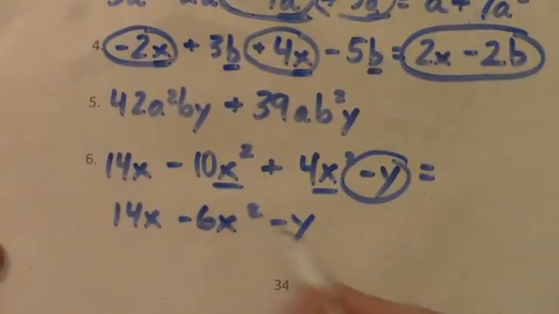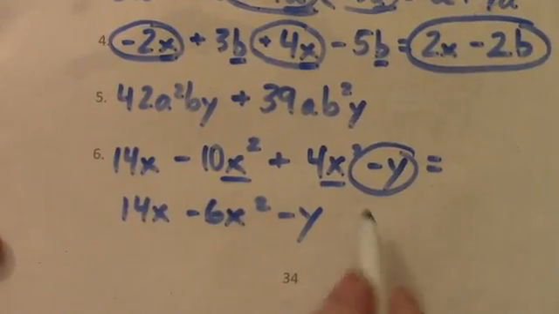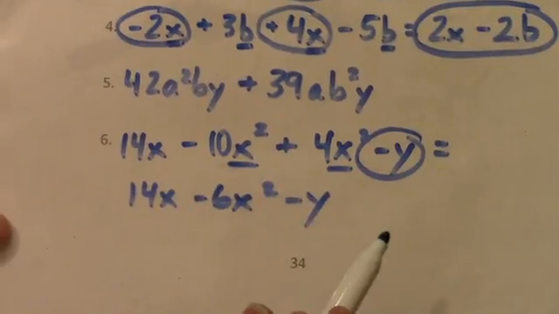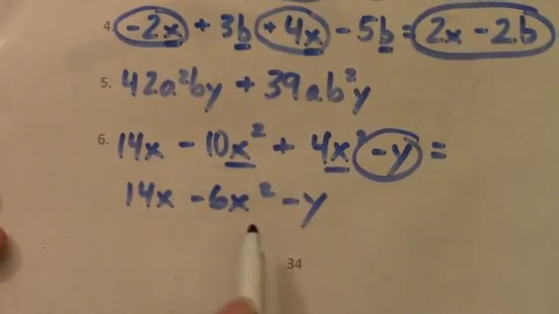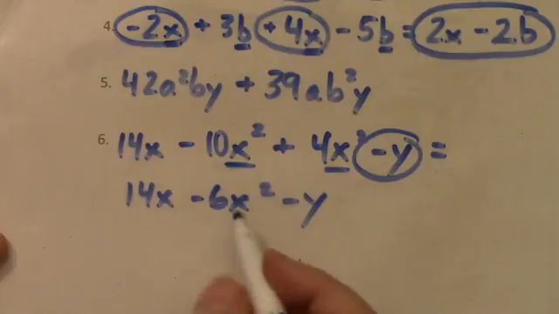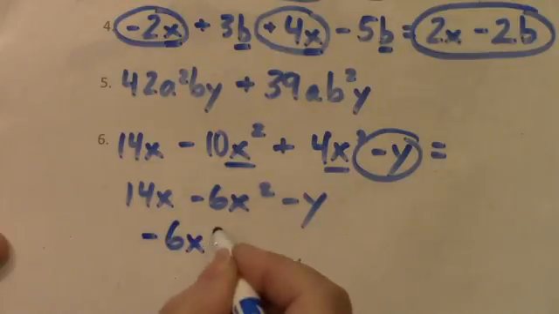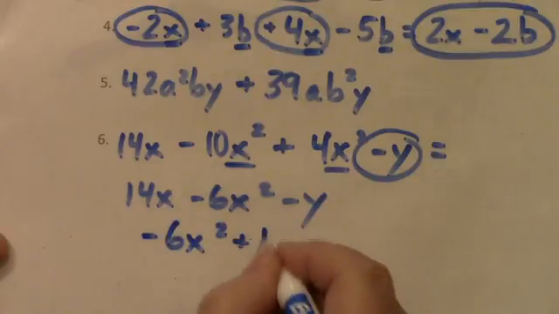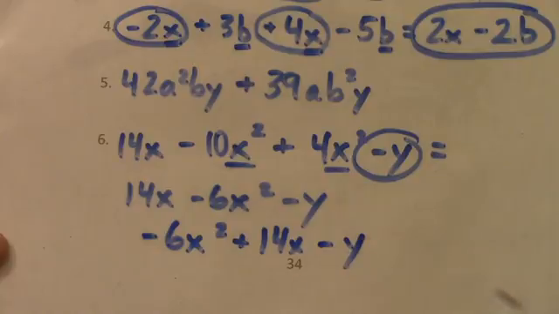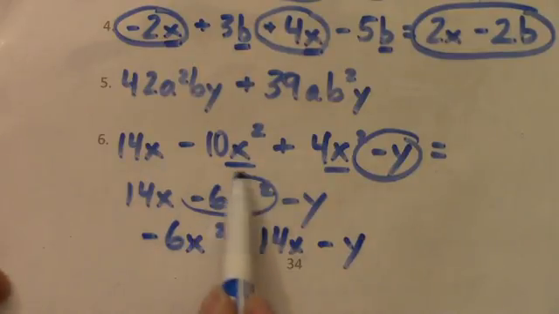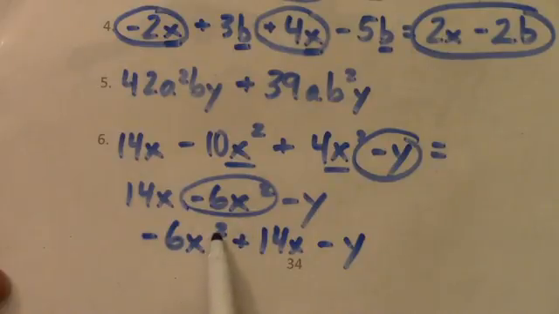And just a little technicality, this is the answer, but there's kind of rules like in scientific notation, two answers can be the same, but there's a right way and a wrong way to write it. We're going to write this from the highest degree. This becomes negative 6x squared plus 14x minus y. Everything's the same value, my negative 6x squared, but squared is going to come before the x, so that's my final answer there.